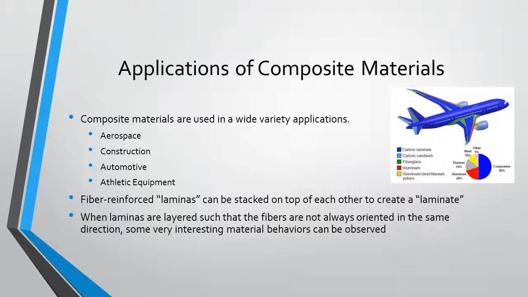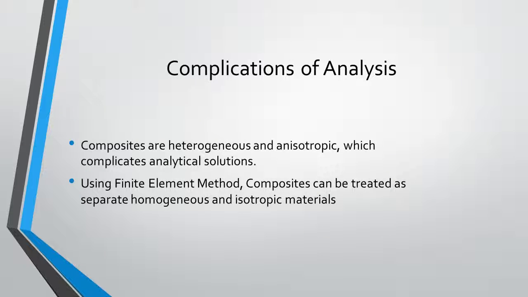A lamina is a single layer of a composite material. It is often an orthotropic material, meaning it has different properties in different directions. When these laminas are stacked on top of each other, they form what is called a laminate. A laminate composed of different laminas oriented in different directions can have some very interesting material behaviors. Not only are composite materials anisotropic, but they are also heterogeneous. This means that the material properties are different in different sections of the material.